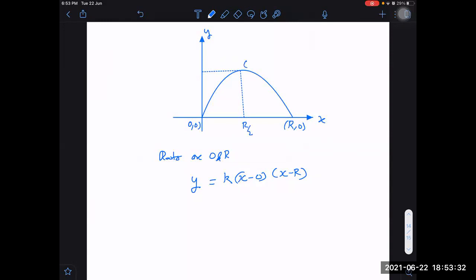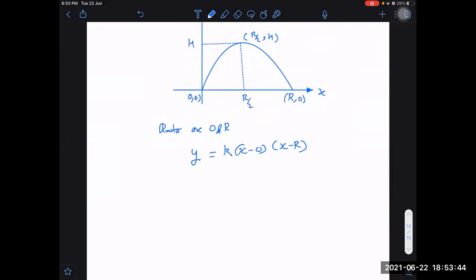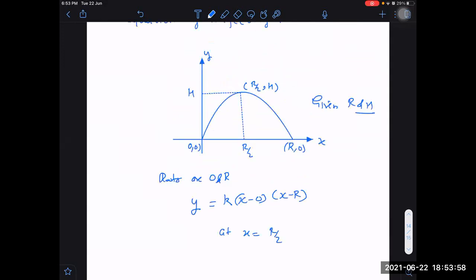And this point will be, first I should write r by 2 comma h. This will be h here. So at x equal to r by 2, y equals h. Assume h to be given. What is given here? You have to write the answer in terms of r and h. You have to write the equation of trajectory, but in terms of r and h.